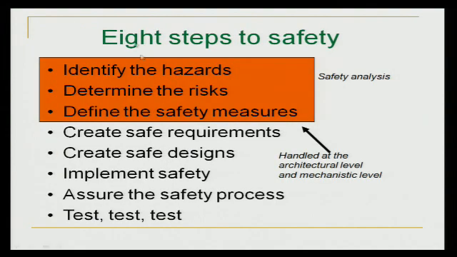So, 8 steps of safety. Safety analysis, if you hear safety analysis in the industry, it's about the identification of hazards, the risks associated with those, and then what are the safety measures we're going to take. Now, a lot of this is handled at the architectural level and the mechanistic level. So this is handled at the systems level. Eventually, we'll create good requirements and designs and implement that, et cetera.